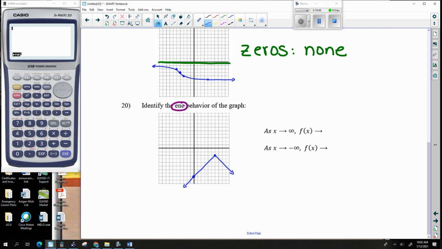End behavior. All right. So again, as x goes to positive infinity, that's saying to the right. As x goes to negative infinity, that means to the left. All right, so what is the right-hand side doing? It's going down. So that means it's going to negative infinity. What's the left-hand side doing? Oh, the left-hand side is also going down. So that means it's going to negative infinity as well. So up is positive infinity, down is negative infinity.